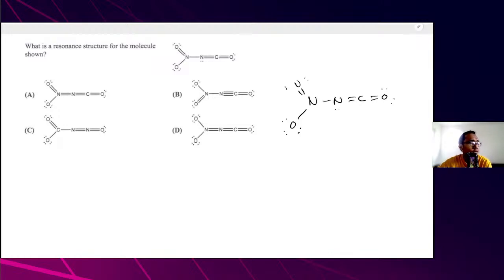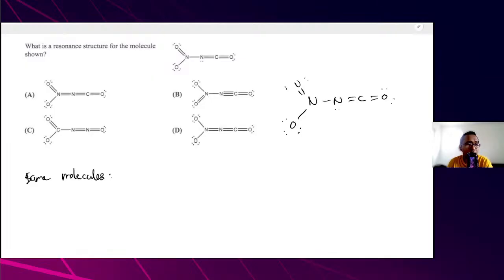All right, so now let's take a look at the first one. You can see from the question that you will need to know the definition of resonance structure. Two or more structures are resonance structures when they are the same molecule. We need to take a look at which one is the same. They must have the same formula.